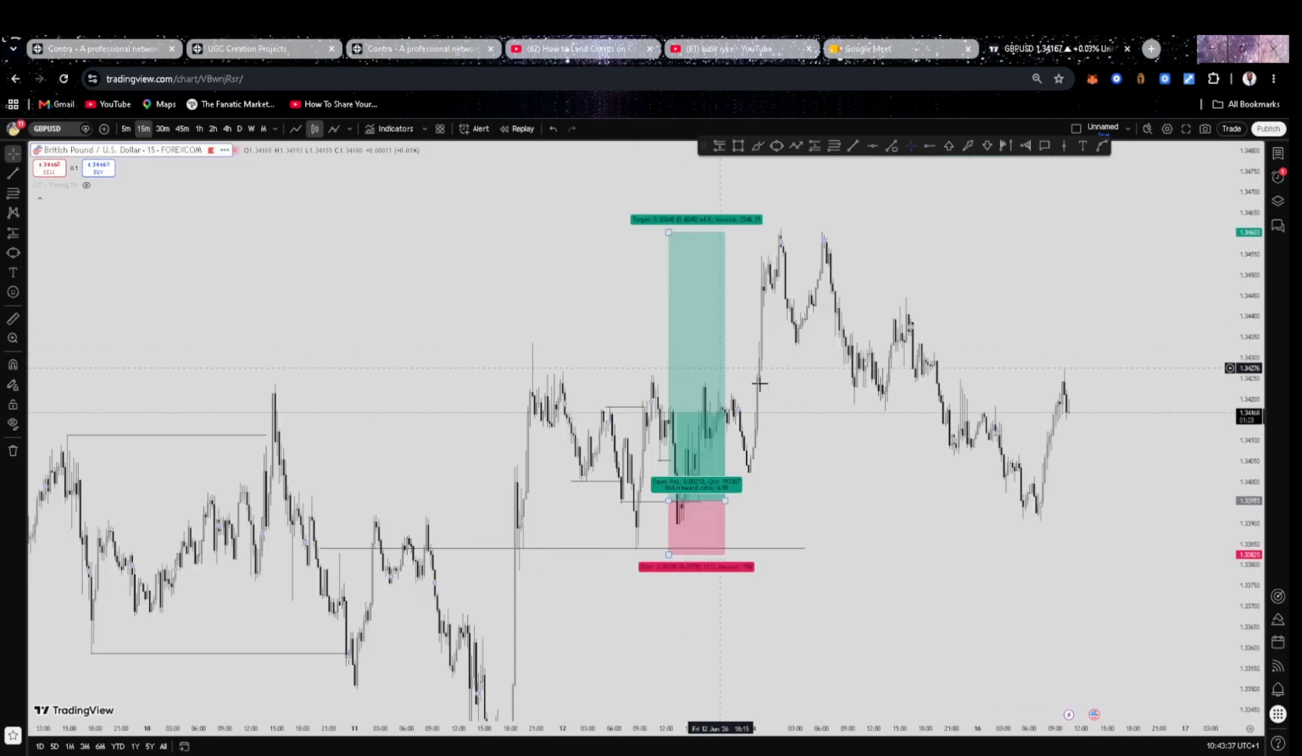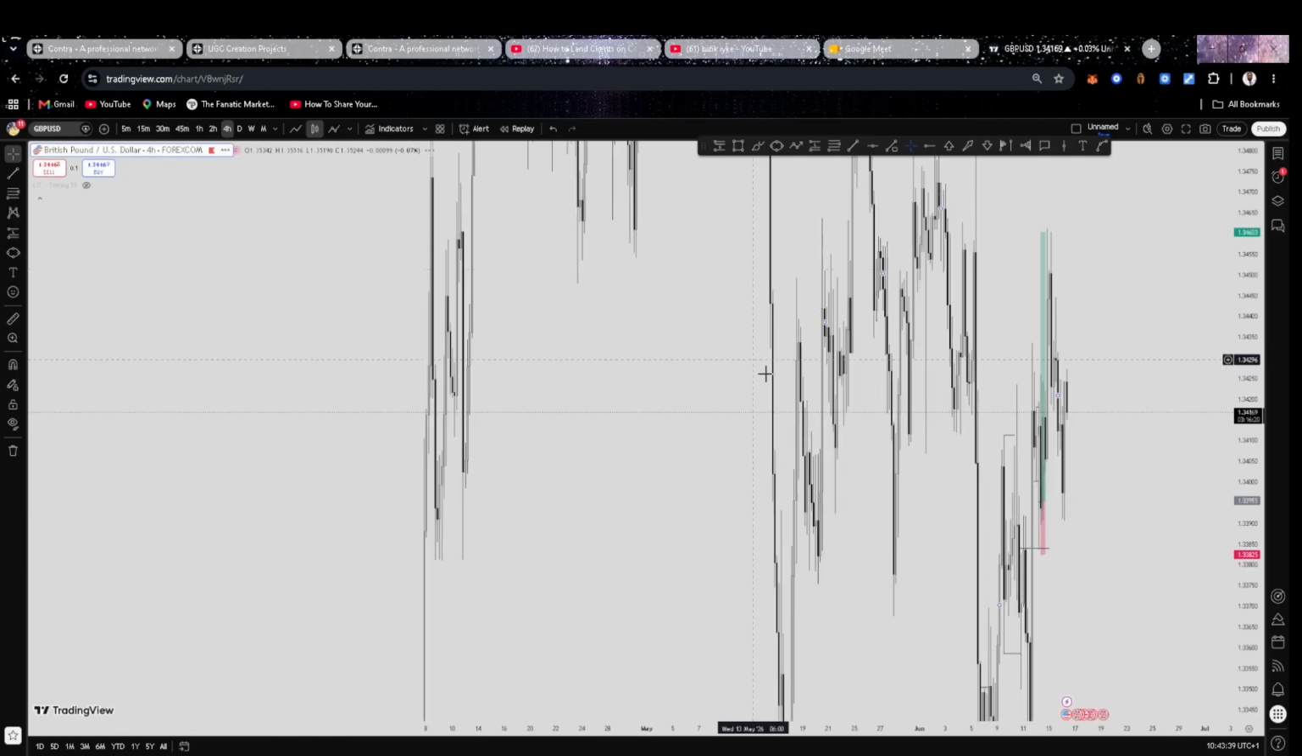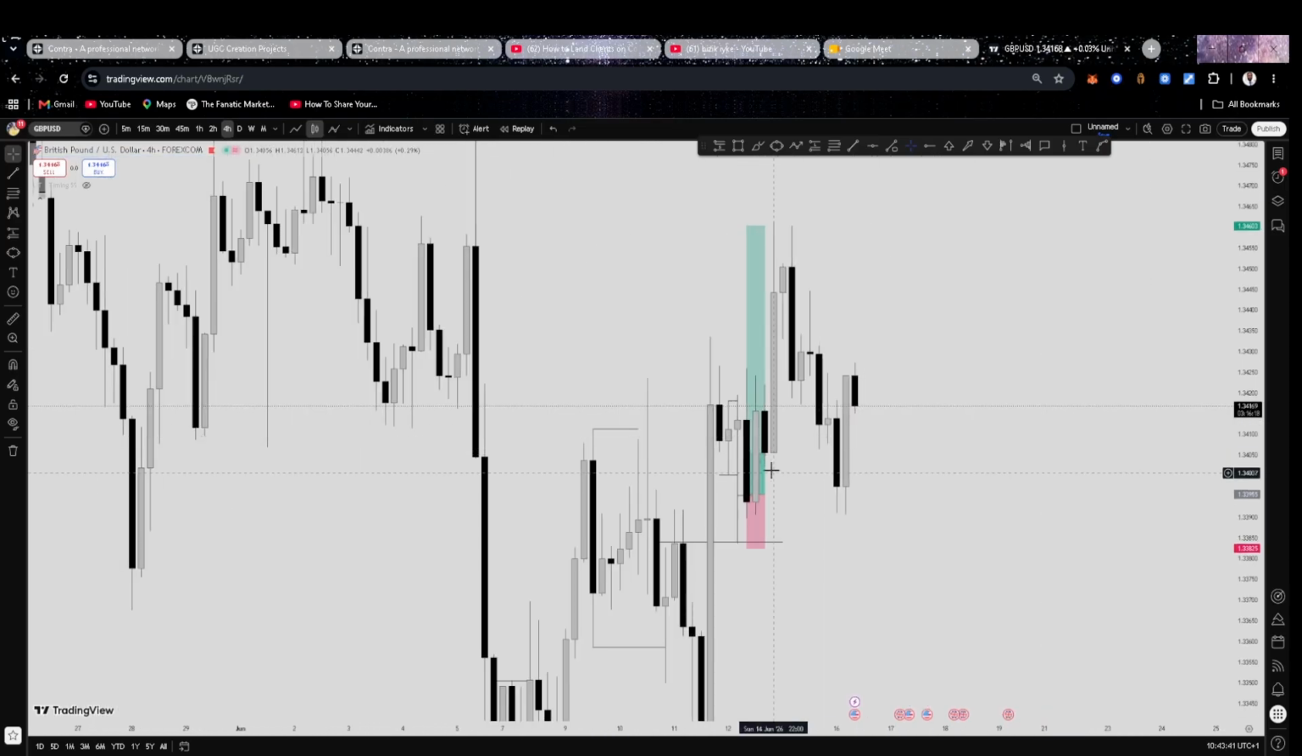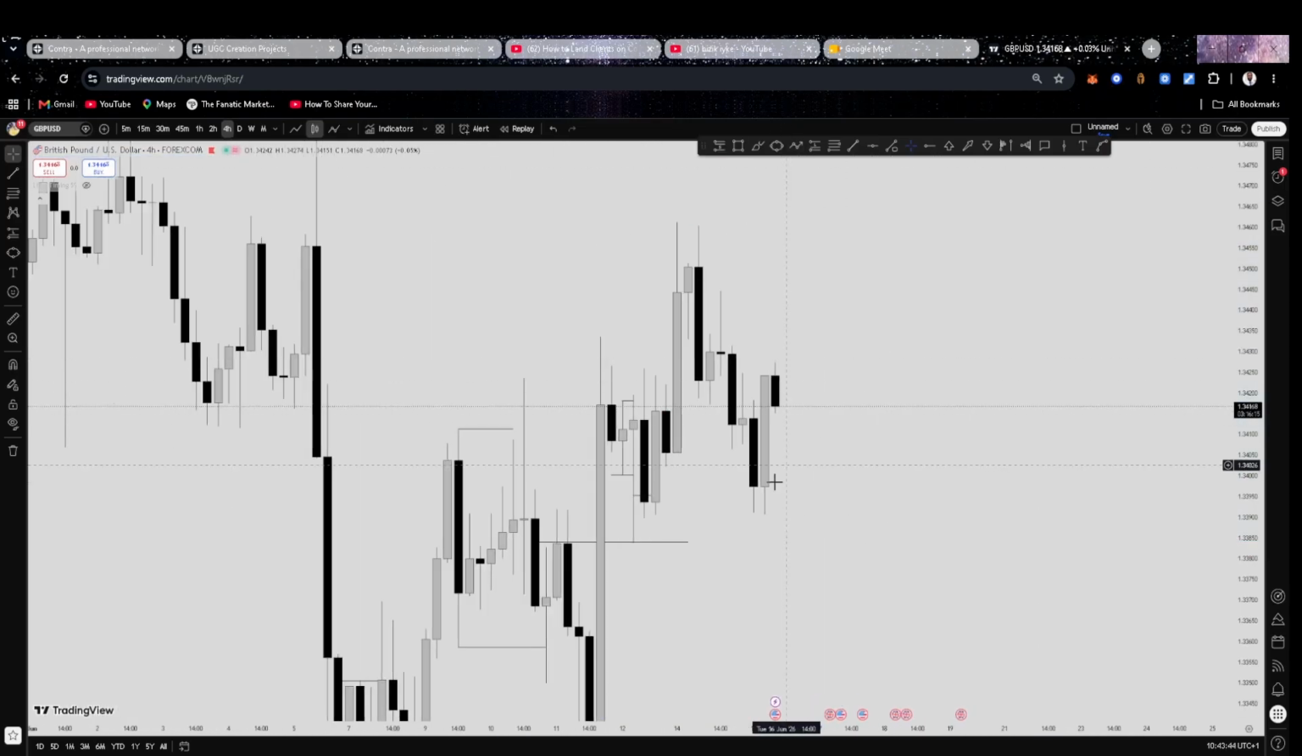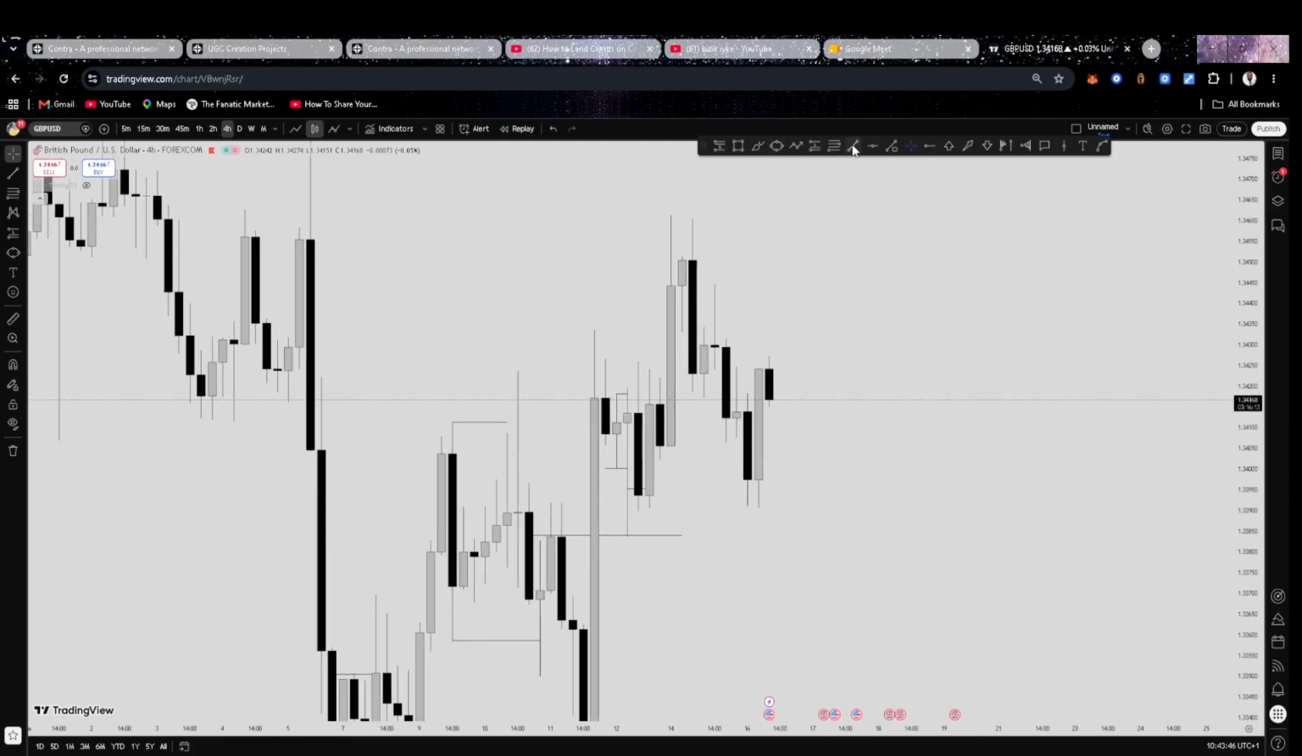Now let's do another one. This is a continuation on GBP USD. You can see here market broke structure right here. Now you have multiple key levels. Which one would you use? We have this key level right here, and we have this key level right here. Mark out those key levels on the 4 hour time frame.